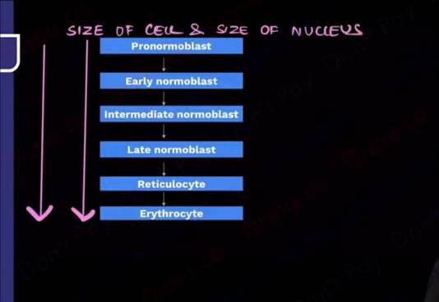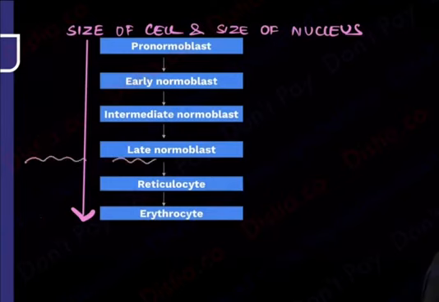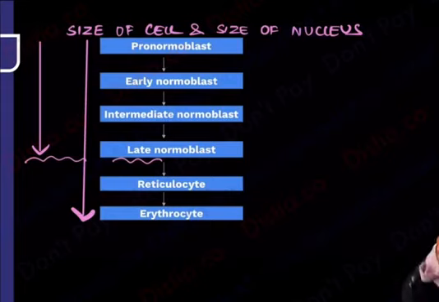But nucleus was present till which stage? Nucleus was present only till this blast stage. So can I say for the nucleus, this is going to look something like this. So simple, from top to bottom, the size is decreasing, the nuclear size is also decreasing. Sorted? Your next question will be, what about hemoglobin? Nucleus is done. What about hemoglobin?